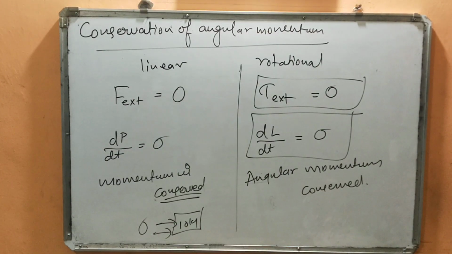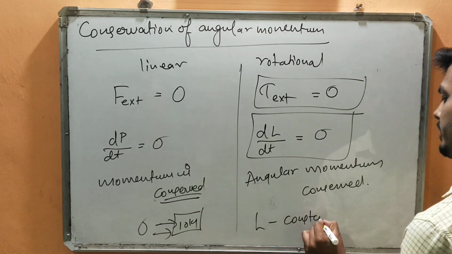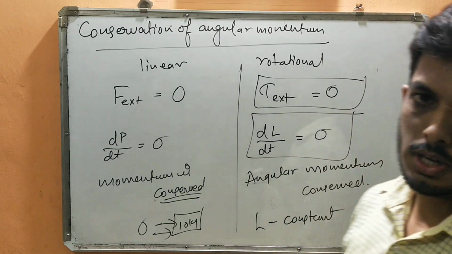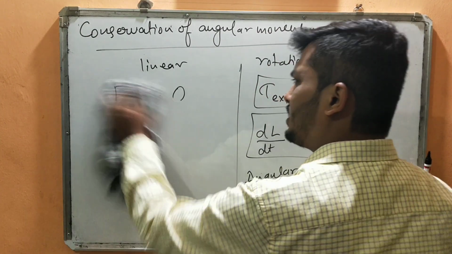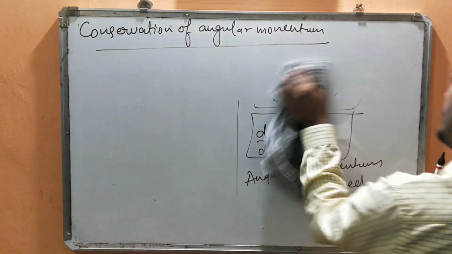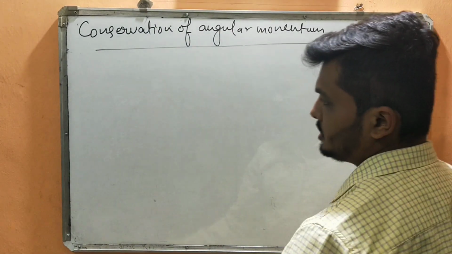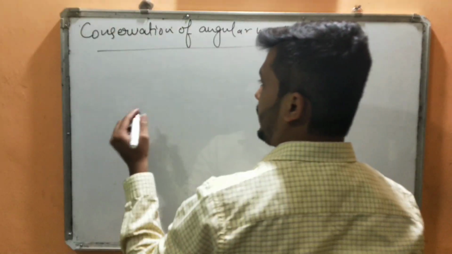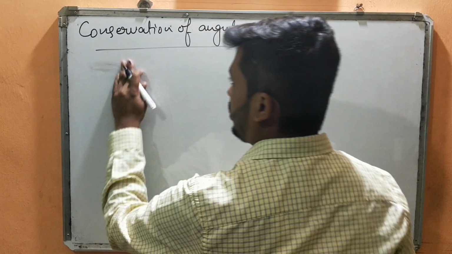So always remember, L will be constant if the net external torque acting on that body is 0. Got it? Now, same thing: if you take the total momentum before collision and after collision, it will always be constant. Now let us understand a little bit of analogy here. We know F is equal to ma. So far it is clear, right? I will not write that again.